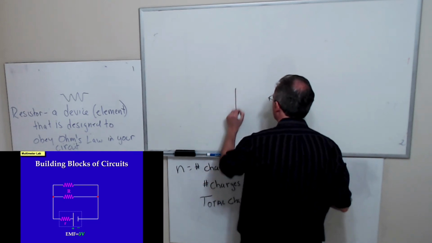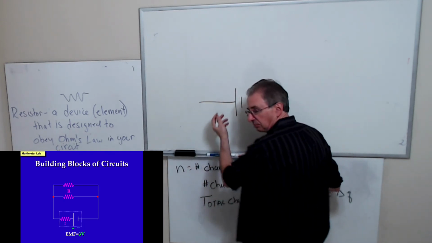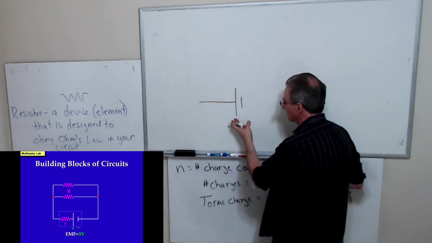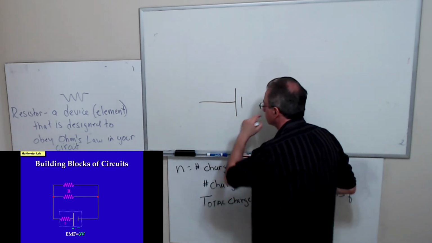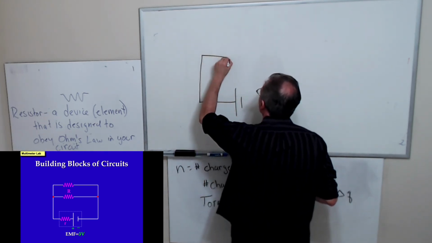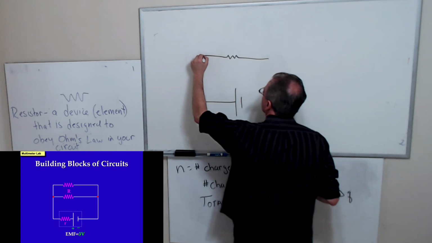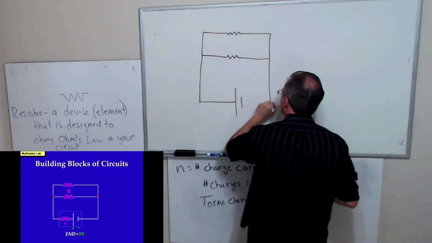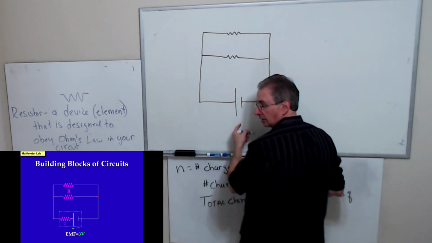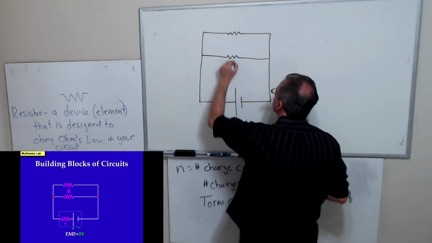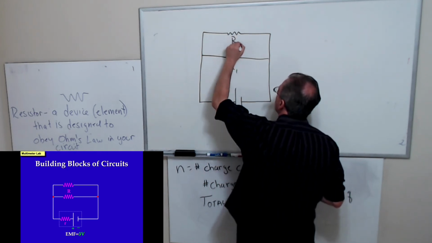I'm going to draw my battery, my power supply. I'm going to call this a battery or a power supply. Okay, so let's say this is 3 volts. This is the resistor. Maybe I could call this R1 and this R2.